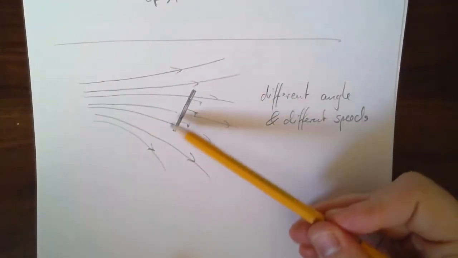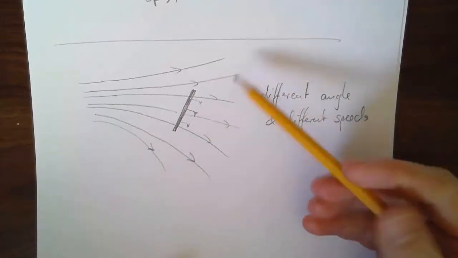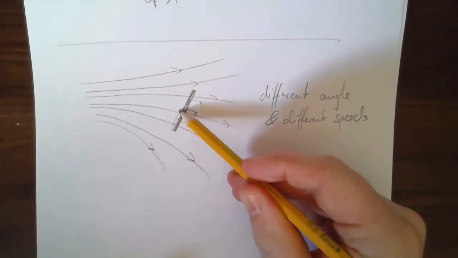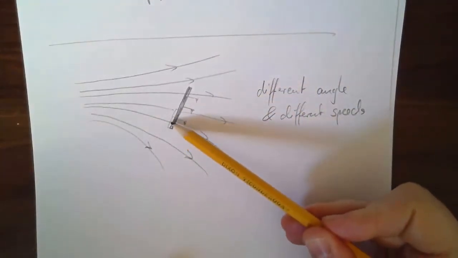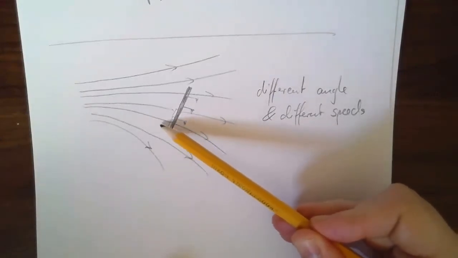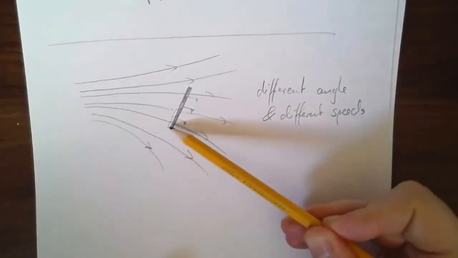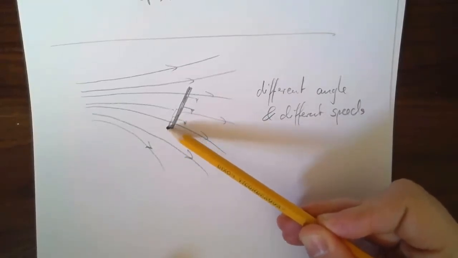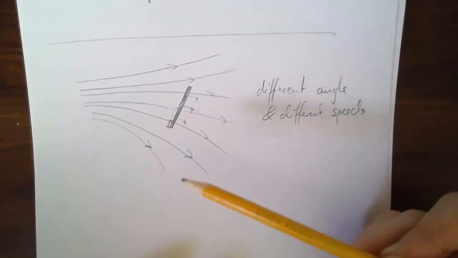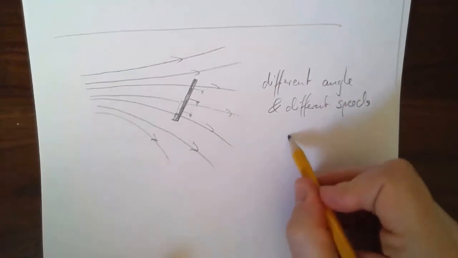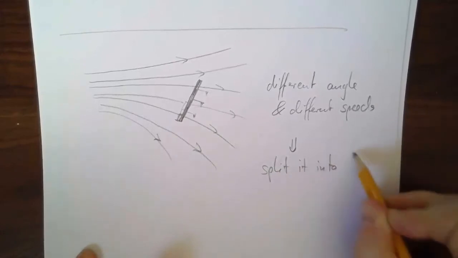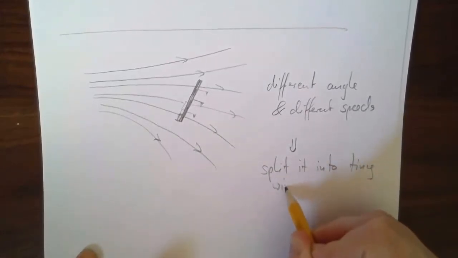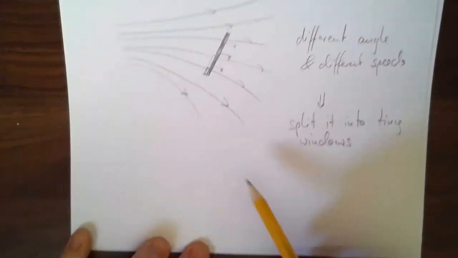Well, the trick is I'm just going to split my window into a lot of tiny windows. So that I've got a tiny window here, tiny window here, tiny window here, and so on. And for each one, if I make them small enough, the airflow through that, or the air velocity through that, is going to be a constant. It doesn't change much from here to here; the difference is utterly negligible. So we split it into tiny windows.